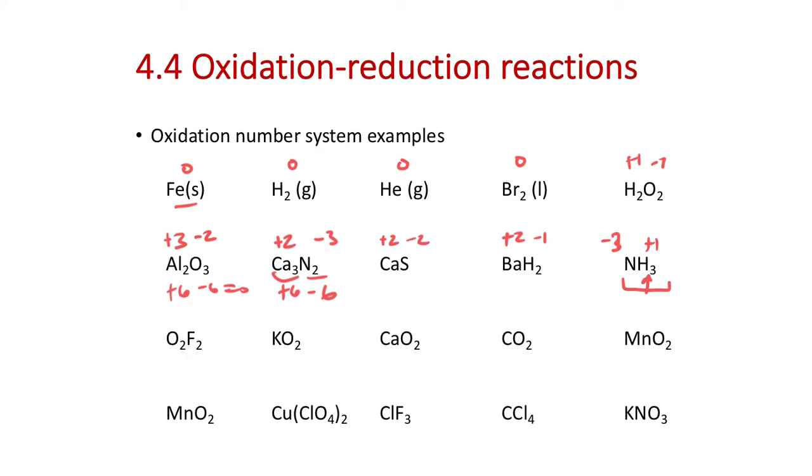O2F2 is another compound with fluorine, so fluorine again stays negative. So we have a -2, so we have to have a +2 for the two oxygens. So there's two oxygens, so therefore +1 for each.